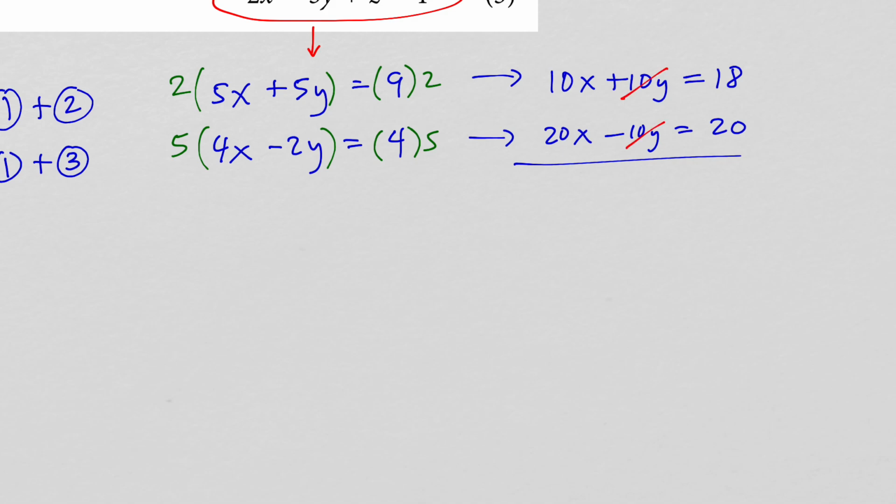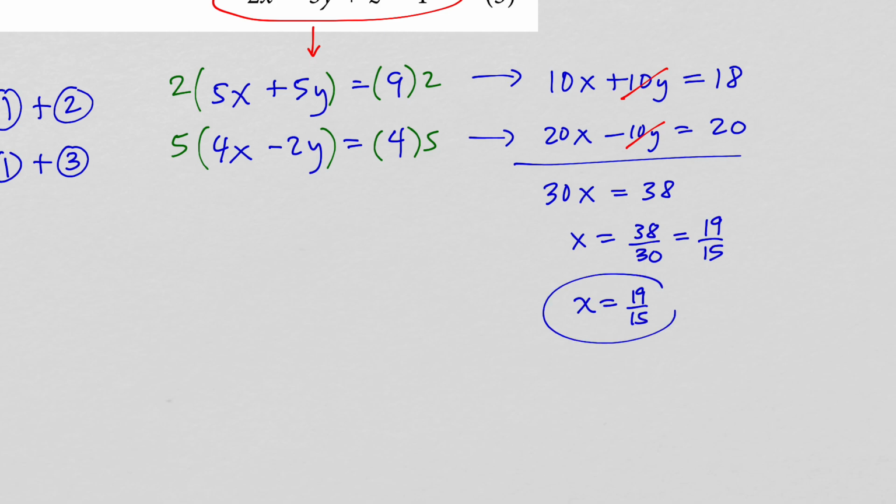Adding these together, we get cancellation here. We have 30x is equal to 38. And so x is going to be 38 divided by 30, and that is 19 over 15. Okay, so maybe not the answer we were hoping for, but let's go ahead and solve for y by taking x equals this value, and we'll plug it into this first equation here.